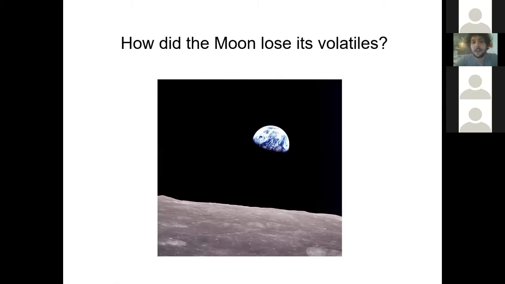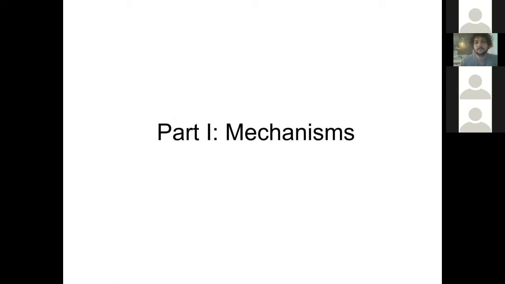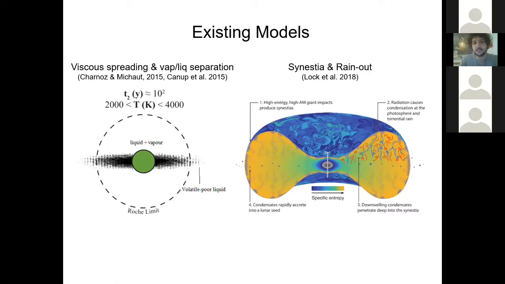So then the question becomes, how physically did this come about? How did it actually lose its volatiles? So to answer this question, this goes back to a study that Sébastien Charnoz presented perhaps a month earlier, and I'll just give you a brief overview of how this links in with the observations.